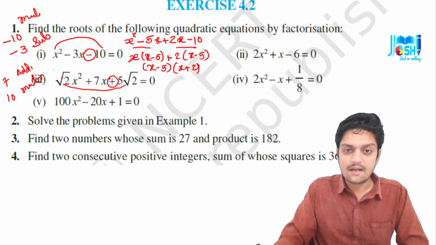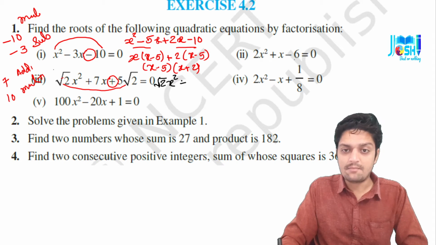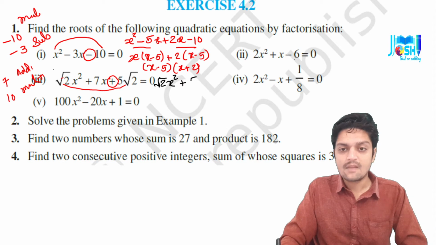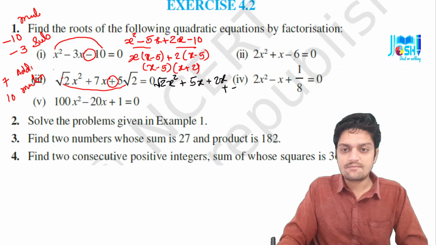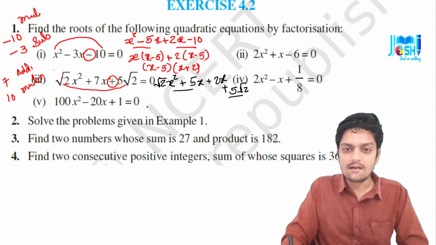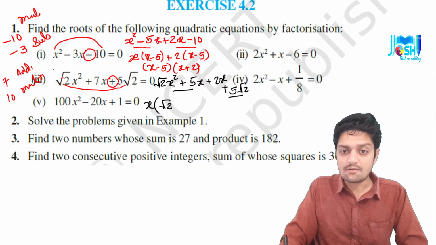I am writing with a black pen so that it will not be mixed up. So root 2 x square, because the first term is written as it is, plus 5x plus 2x, and plus 5 root 2 as it is. Now again you have to make pairs of 2. What is common here? x is common. Then what will remain under the bracket? Root 2 into x, plus 5. And similarly here, what is common?